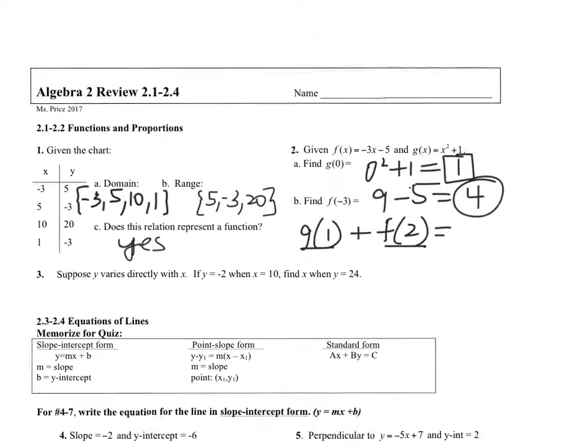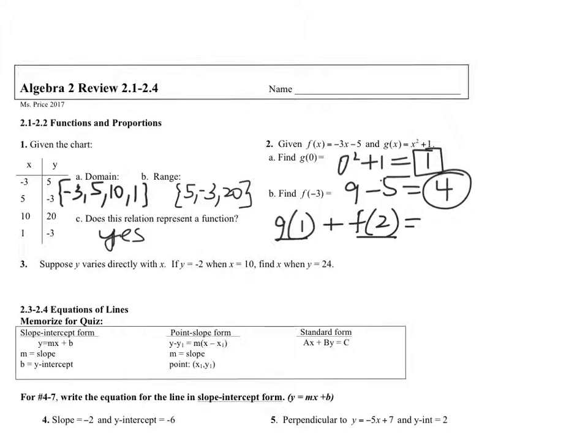All right. So if I wanted to find g of 1, I'd plug in 1. 1 squared is 1 plus 1 is 2. F of 2 is -6 minus 5 is -11. So 2 plus -11, the answer would be -9.